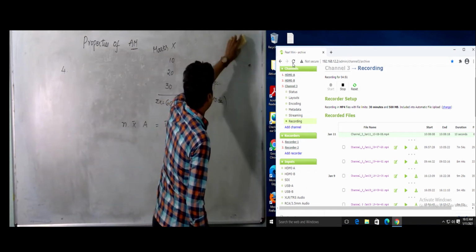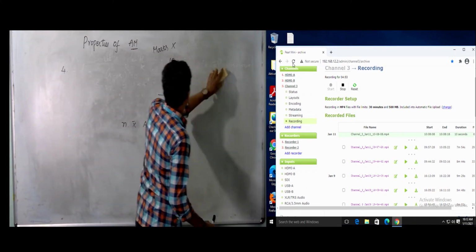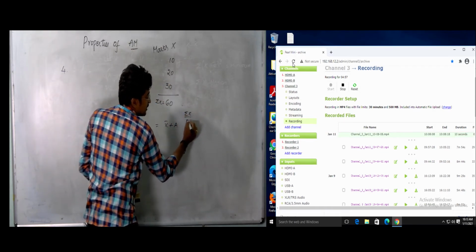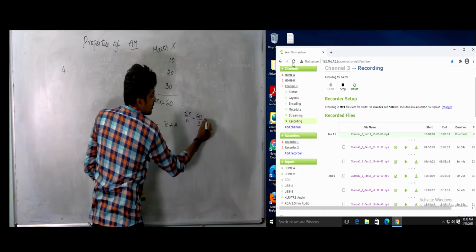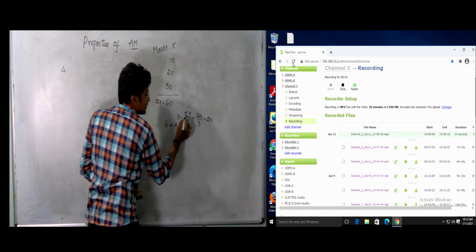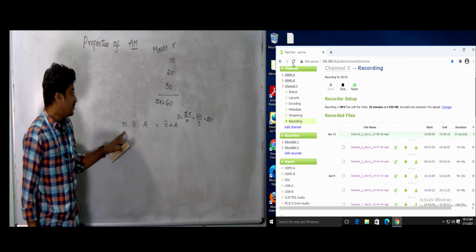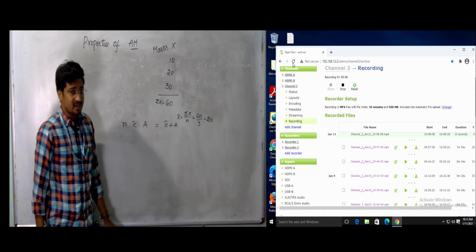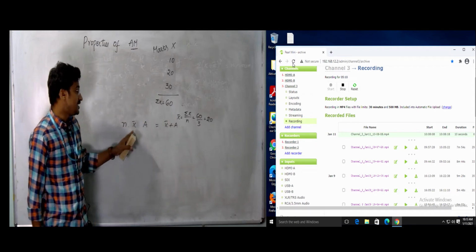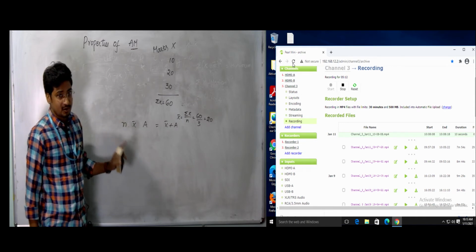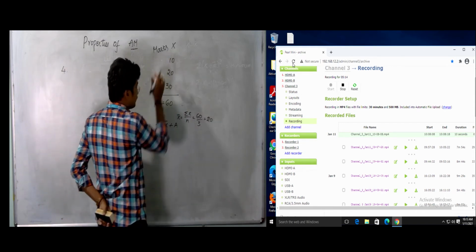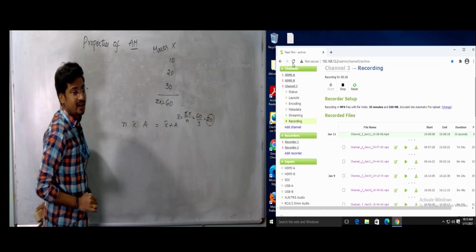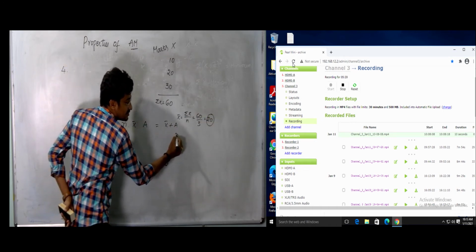For example, this is the original data. Mean is summation x by n, 60 by 3, 20. This is the original mean. If the mean of 3 observations is 20 and each observation is increased by 2, then what is the new mean?